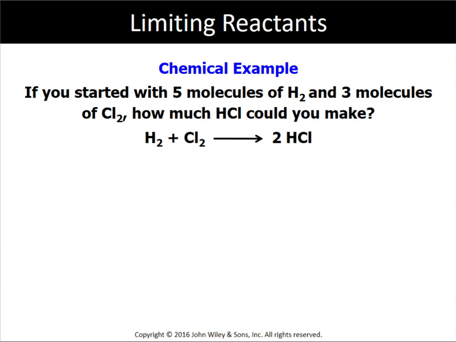So you're looking at a combination reaction of hydrogen and chlorine gas that gives you hydrochloric acid. You start with 5 molecules of hydrogen and 3 molecules of Cl2. So you have 5 molecules of hydrogen gas and 3 molecules of chlorine gas. And you want to know how many molecules of hydrochloric acid you can make.